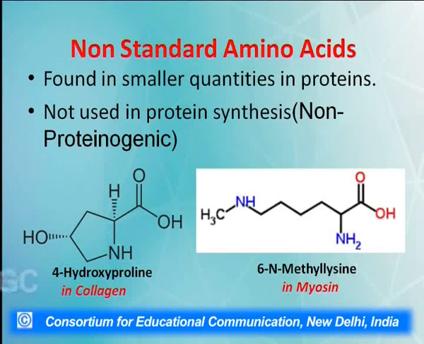That is, they are derivatives. 4-hydroxyproline is a derivative of the amino acid proline, in which we have placed an OH on the 4th carbon. And when I talk of lysine, what we find is that a methyl group has been put on the 6th amino group, the amino group at the 6th position, and it is known as 6-N-methyl lysine. And both of them are present: the first one, hydroxyproline, is present in collagen, and the second one is present in myosin.